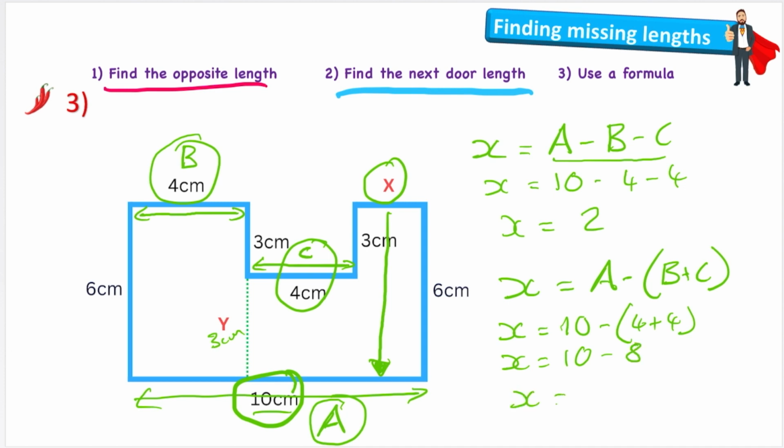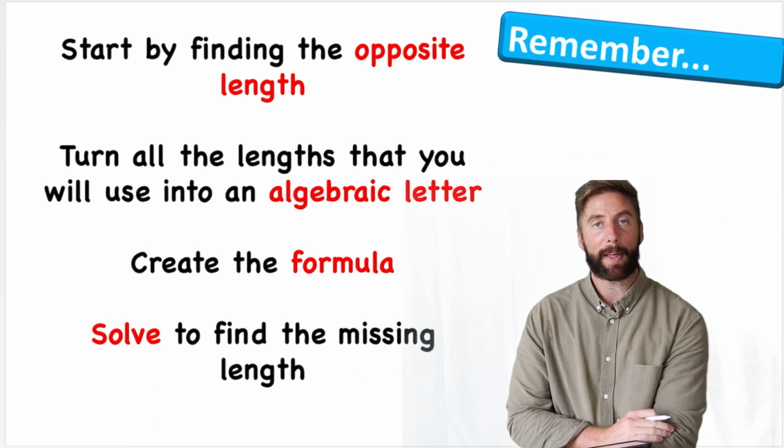So therefore x equals 10 minus 8, which is 2. Same answer. Just a bit of a better way of writing it. Okay, there you go. Let's think about the things to remember.